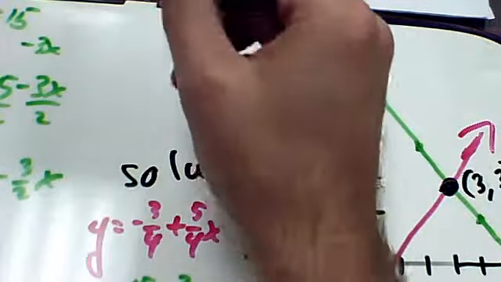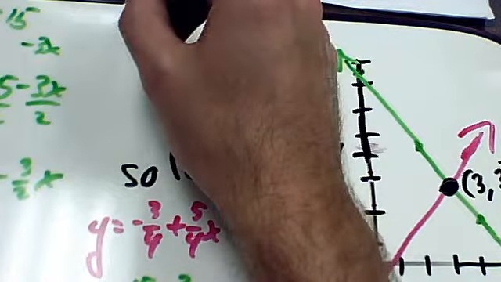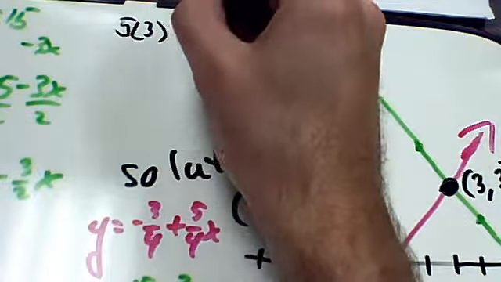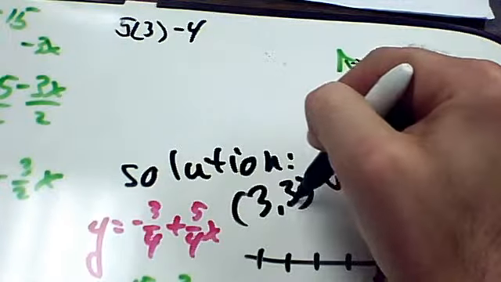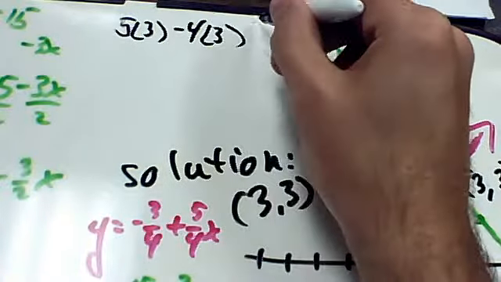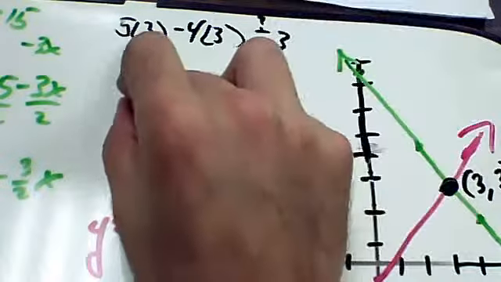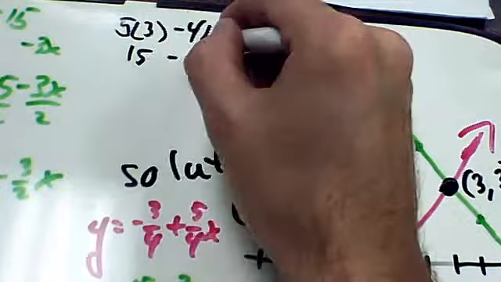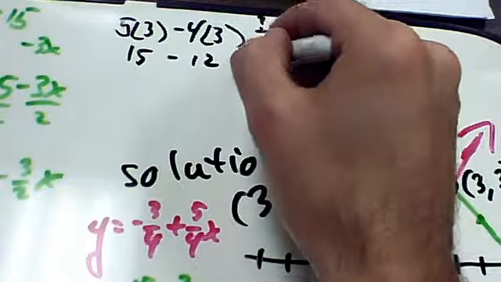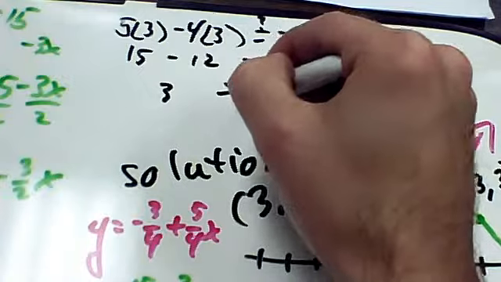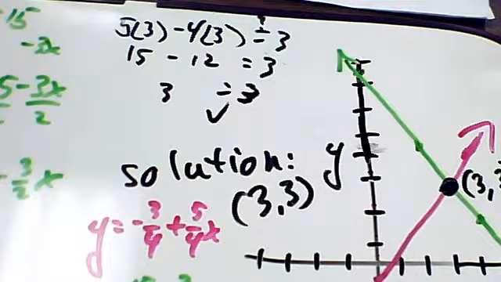One of them was 5x minus 4y, so 5x when x is 3, so 5 times 3, minus 4 times y, when y is 3. Does that equal 3? Well, let's see here. That's 15 minus 12, which in fact equals 3. 3 equals 3. That's a true statement. So that one works.